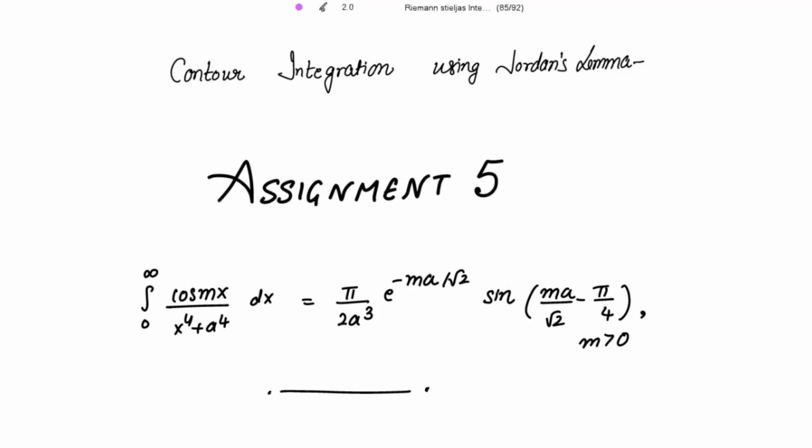Whenever you have cosine or sine in the numerator, just remember that we need to change the numerator to e to the power iota mz, so that I can apply Euler's formula later and write the denominator as it is in terms of z. From here you will start the integration.